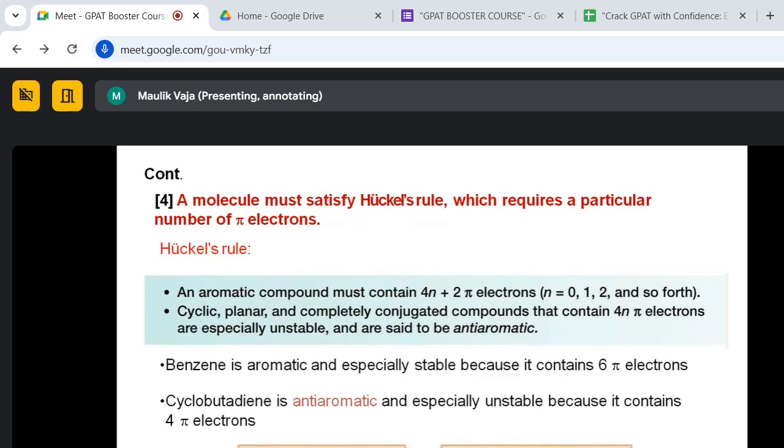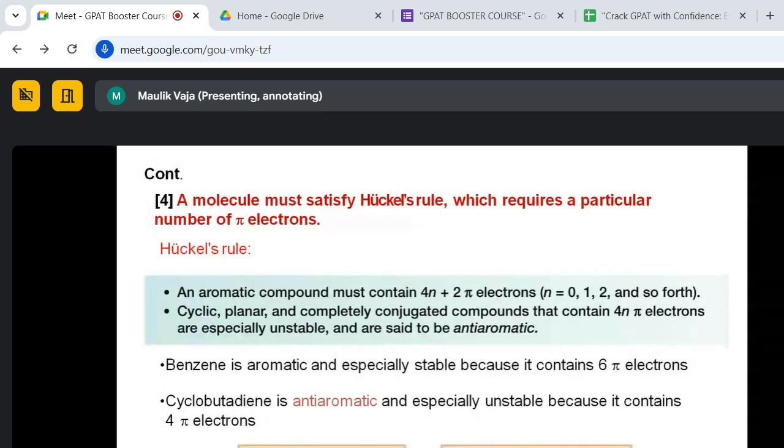Remember this: one bond contains two electrons. In benzene structure, three pi bonds are there, and that's why six pi electrons are there. So benzene contains 6 pi electrons, so it also fulfills Huckel's rule, and that's how benzene becomes an aromatic compound. If any compound follows these four criteria, then and only then can it be called an aromatic compound.